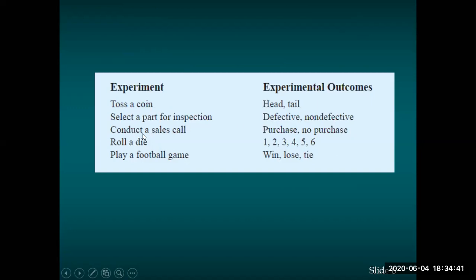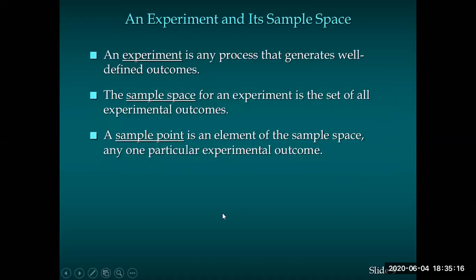Similarly, if you're conducting a sales call, maybe somebody purchases or there's no purchase. If you roll a die, you get 6 outcomes. If you play a football game, you win, lose, or tie. If you start a business, maybe there's a profit, break-even situation, or a loss. Okay, so these are different experiments in life, and they generate different kinds of experimental outcomes for us. Some of the experiments are also discussed in the book. You can go and read about them.